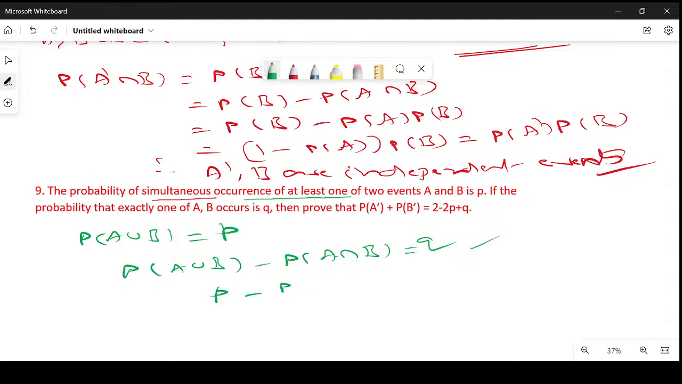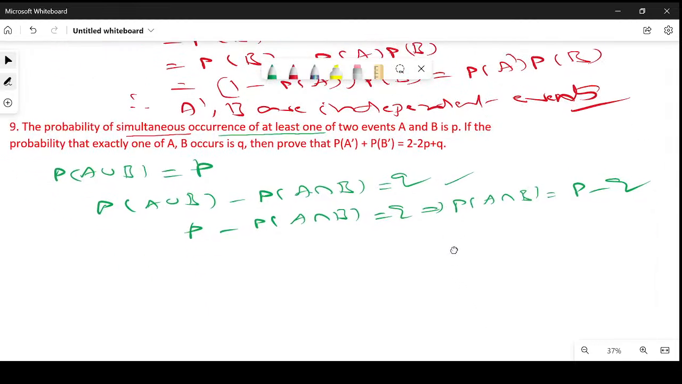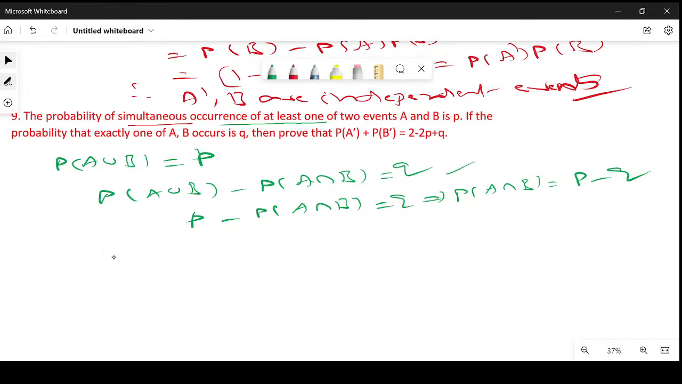But we know that P of A union B is P. So P minus P of A intersection B is equal to Q. From this I can write P of A intersection B is equal to P minus Q. Right. Now, because I am expecting P of A complement plus P of B complement, I got P of A intersection B as P minus Q.